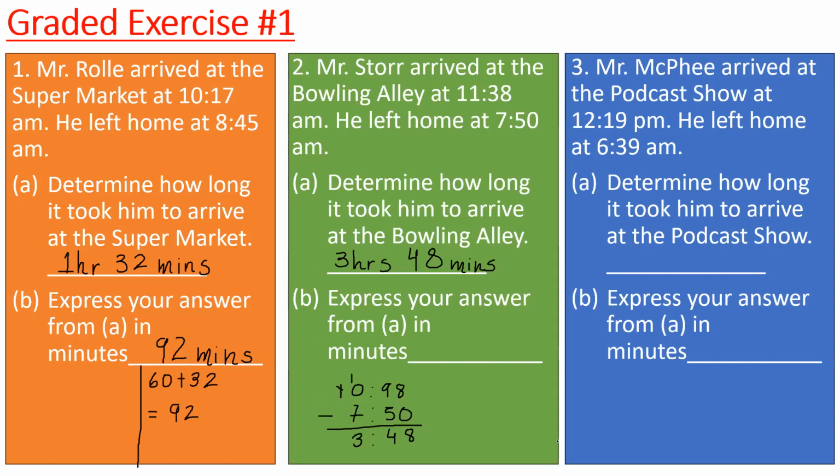Anyone else want to try? What do I got for B? 228. Okay, Olivia says 228. Did anyone else get 228? I did. Yes, sir. Okay, only 2 persons. Come on, you have to answer the questions now. Did anyone else get 228? I did. Yes. Good, so it's going to be 228 minutes. Okay, good.